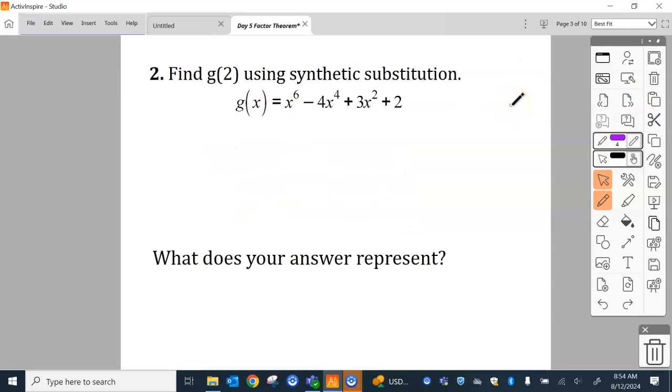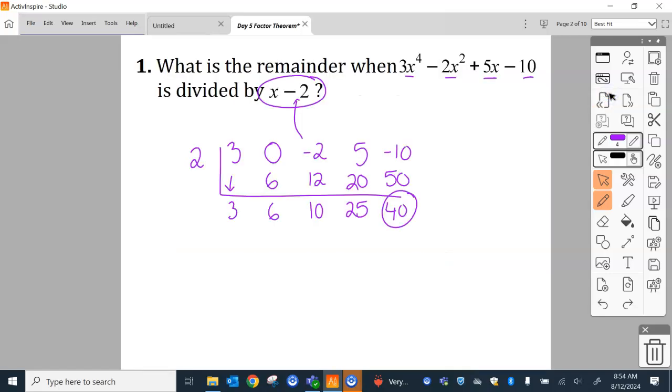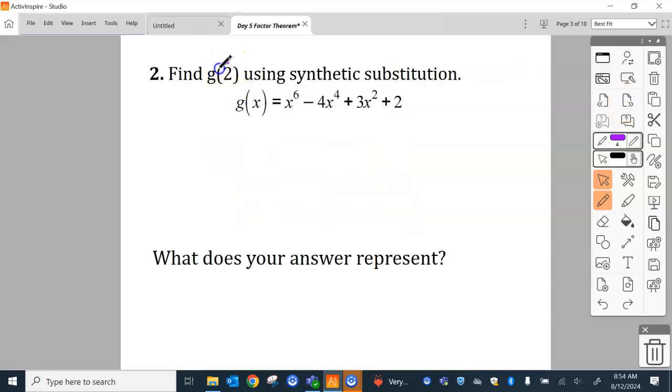Okay, question 2 asks us to find g of 2 using synthetic substitution. So on this one, you don't have to change the sign. Notice how the last one was given as x minus 2, so you change the sign. This we gave you just an actual value. So let's try this one. We place the value of 2 on the outside. Don't forget about those placeholders.